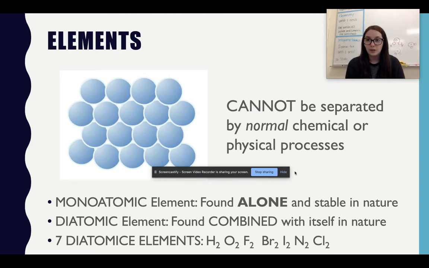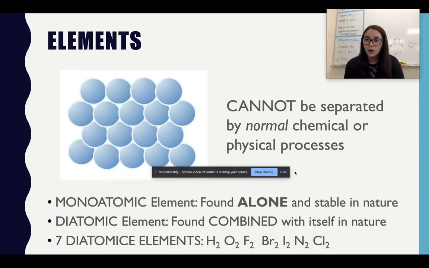Now, the other type of element, if it's not alone, is diatomic, and these are combined with itself in nature. So it's combined with itself, meaning there's two of them, and there's only 7 that actually exist. It's by itself in nature that is stable, and that is our hydrogen, so our H2, oxygen, O2, fluorine, which is F2, bromine, which is Br2, iodine, which is I2, nitrogen, which is N2, and chloride, which is Cl2. Typically, these ones are also found as a gas, which is important to note. But those are the only 7 that are actually diatomic.